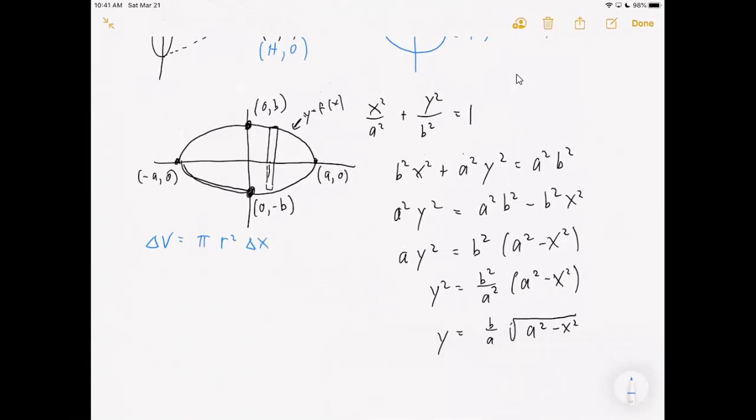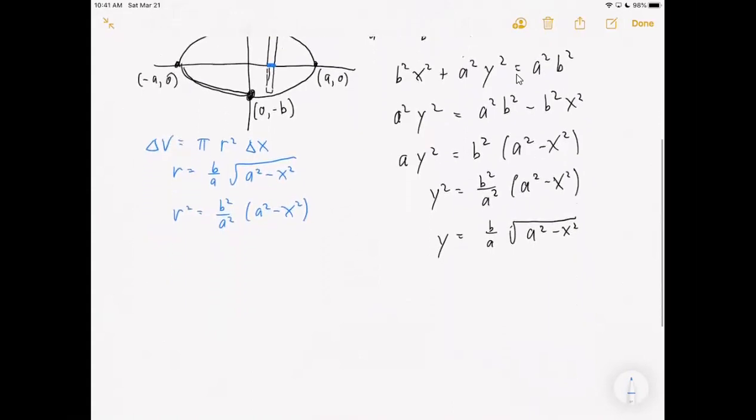In order to keep going with that, we need to solve for r. So what is little r? It's going to be the top of the rectangle, which is right here, minus the bottom, which is at 0. So the top of the rectangle is given by the equation we just determined for y. So it is b over a times the square root of a squared minus x squared. We're going to want to use r squared. So r squared would be b squared over a squared times the quantity a squared minus x squared.